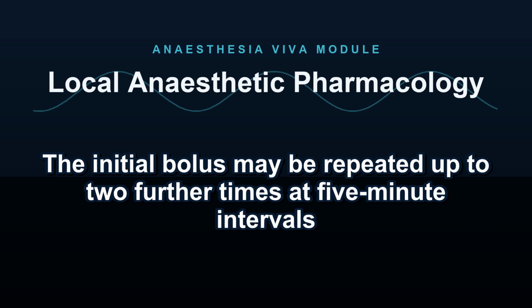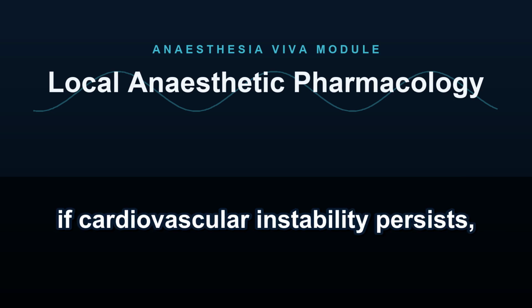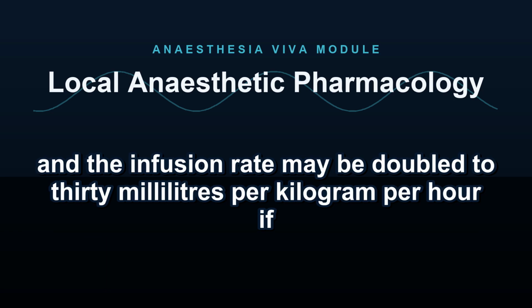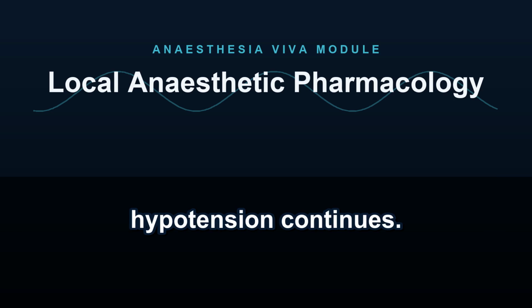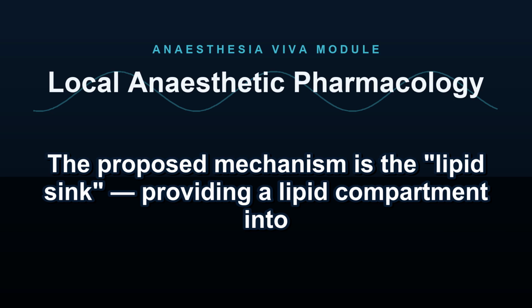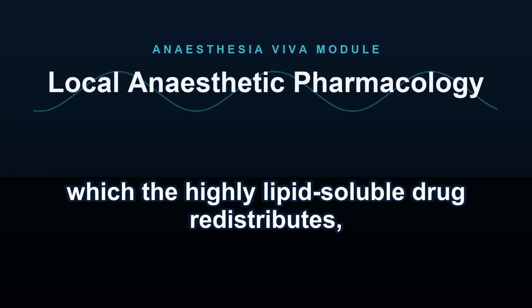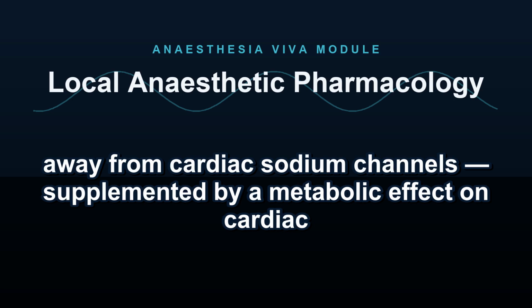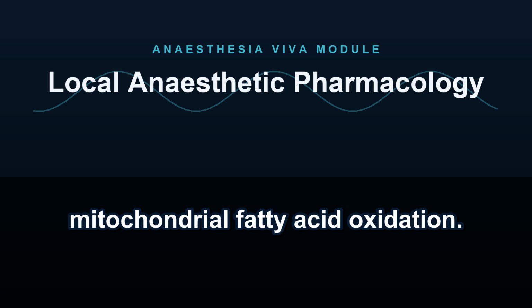The initial bolus may be repeated up to 2 further times at 5-minute intervals if cardiovascular instability persists, and the infusion rate may be doubled to 30 milliliters per kilogram per hour if hypotension continues. The total maximum cumulative dose is 12 milliliters per kilogram. The proposed mechanism is the lipid sink, providing a lipid compartment into which the highly lipid-soluble drug redistributes, away from cardiac sodium channels, supplemented by a metabolic effect on cardiac mitochondrial fatty acid oxidation.